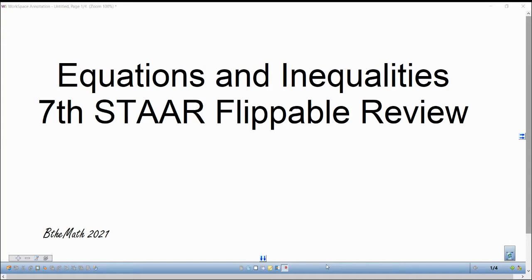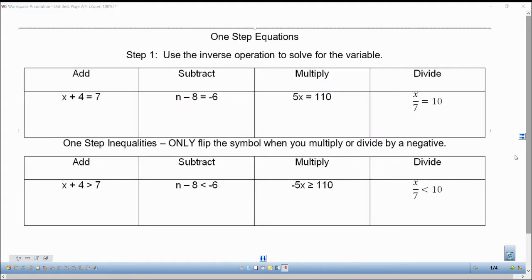This video is your review on equations and inequalities. This is also partnered with our 7th grade STAAR Flippable. If you will look under the tab that says equations and inequalities, then you will find this section, and it says one-step equations.